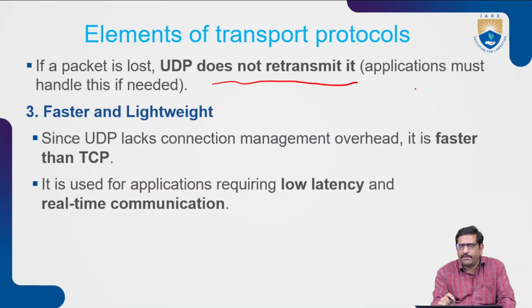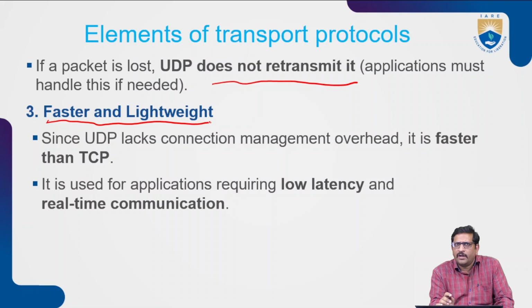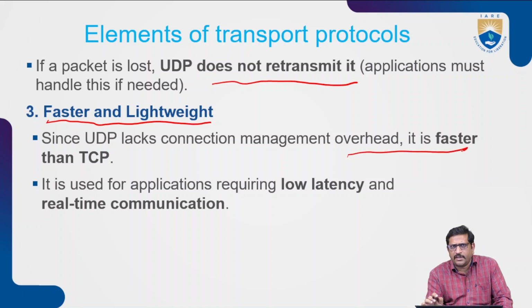Next, UDP is faster and lightweight. Data transactions can be done very fast, and the information is very lightweight. Why? Because it is connectionless. That's why it is very lightweight and transmits data packets very fast. Since UDP lacks the connection management overhead, it is much faster than TCP, because it is a lightweight protocol.